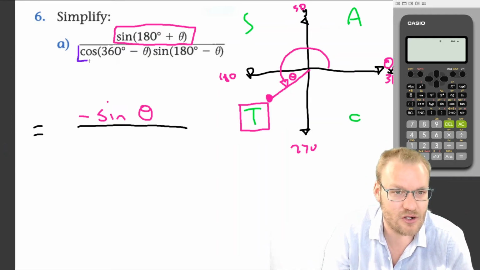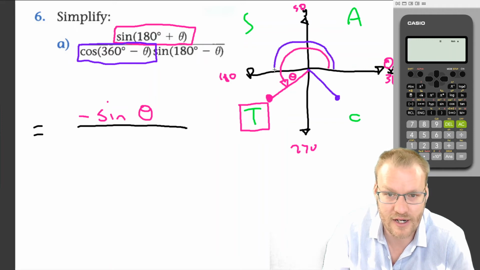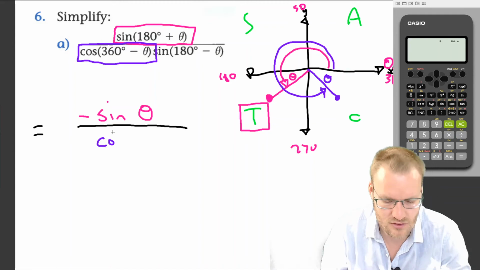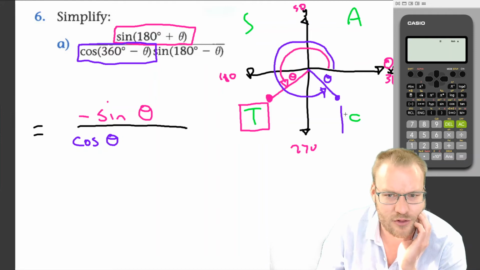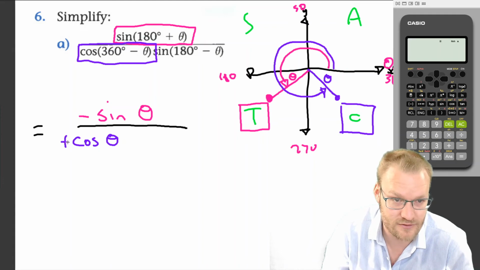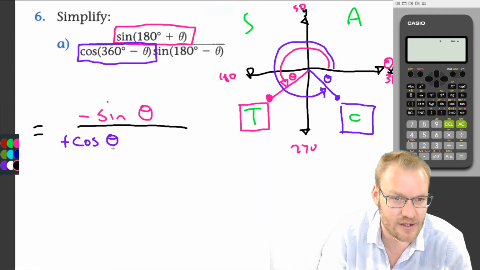So let's look at cos 360 minus theta. 360 minus theta, well, we must be down here somewhere. So we're down here, and we're saying if this angle going around here is 360 minus theta, this little angle is theta. So this is the same as cos of theta. Now we're in the fourth quadrant. Cos is positive, so it's going to stay positive. Let me put the positive there to show that. Okay, cos theta.